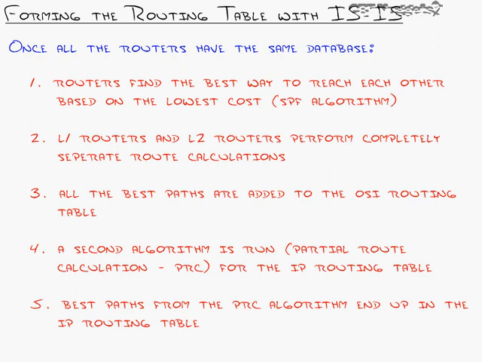Domain. That's a Microsoft word. Let's get that out of here. Step 4, a second algorithm is run, and this is where it gets interesting. It's known as partial route calculation for the IP routing table.